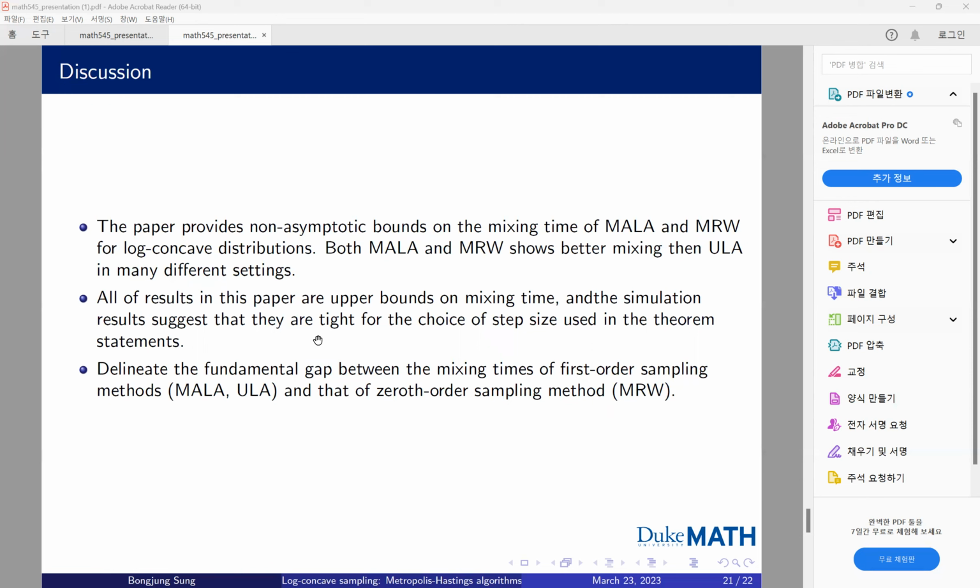Also, we saw that there is a gap between the mixing time of first order sampling methods, MALA and ULA, and that of the zeroth order sampling method MRW. We may be interested in delineating this fundamental gap. And we also saw a gap between MALA and MRW, so we may also be interested in whether this difference in time scaling makes the classes of methods for MALA and MRW strictly separated.